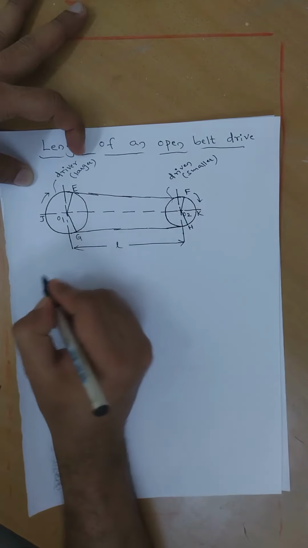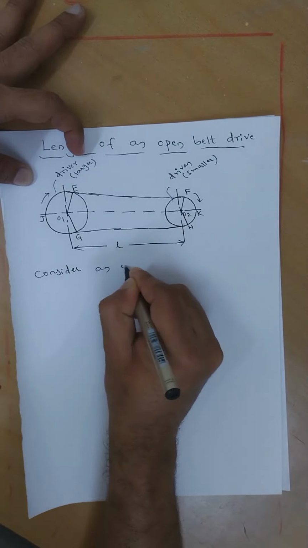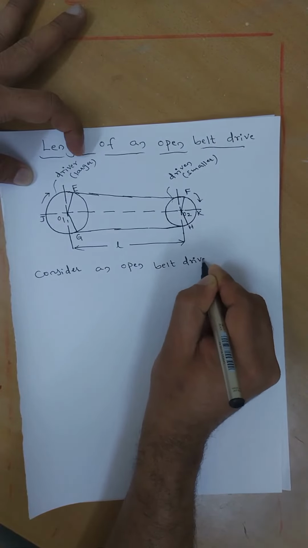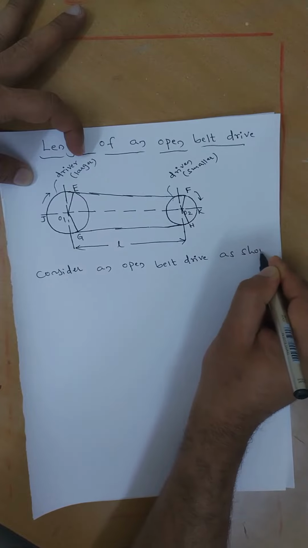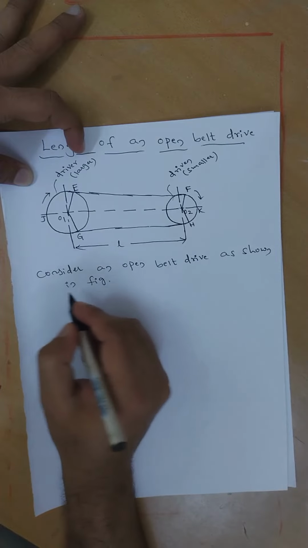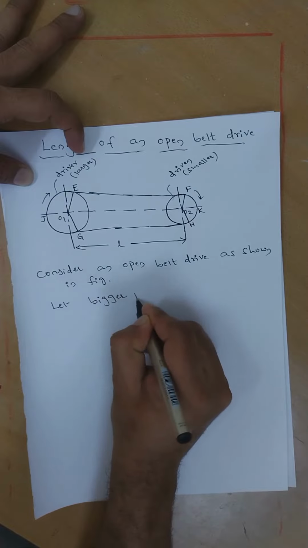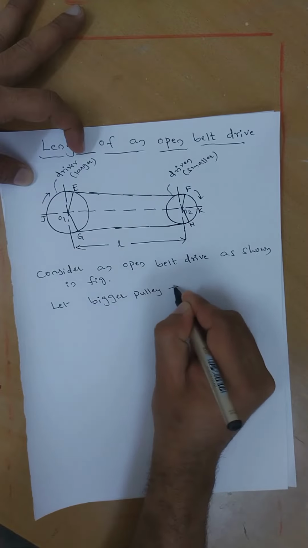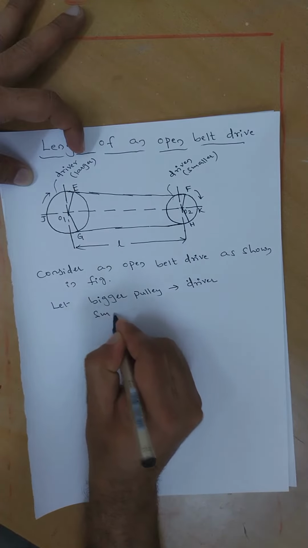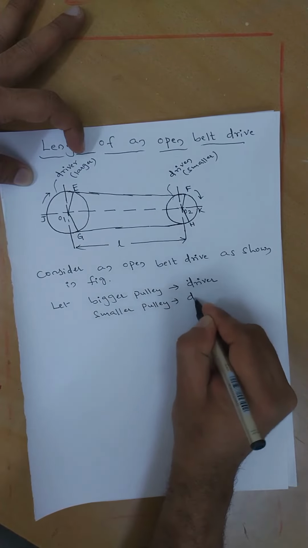Okay, we'll go one by one here. Consider an open belt drive as shown in the figure. Let the bigger pulley, the larger pulley, be the driver, and the smaller pulley be the driven.